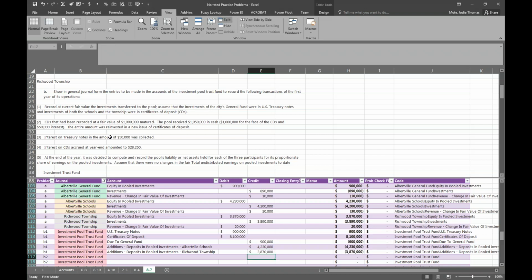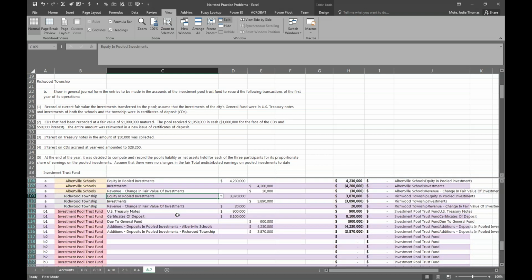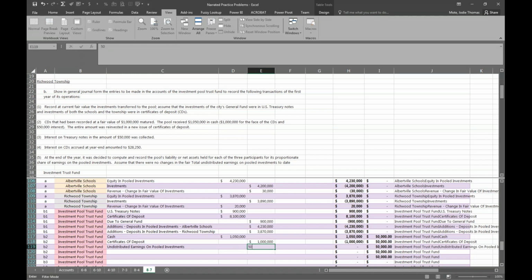All right. Number two is CDs that had been recorded at fair value of $1 million matured. The pool received $1,050,000 in cash, $1 million for the face of the CDs and $50,000 interest, and the entire amount was reinvested in new CDs. All right, so let's record the receipt of the cash, 1050. And let's remove the old certificates of deposit of $1 million. And this is undistributed earnings on pooled investments, because we haven't allocated it out yet to the various members of the pool. So it'll sit there for now. You'll see later we'll reduce that liability.